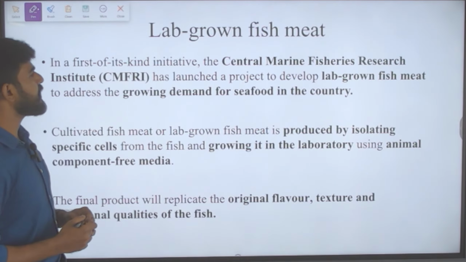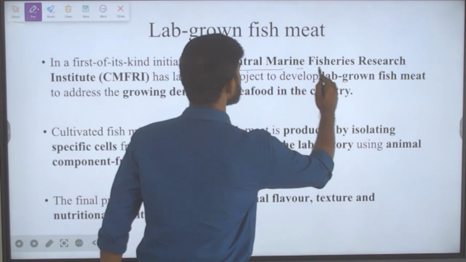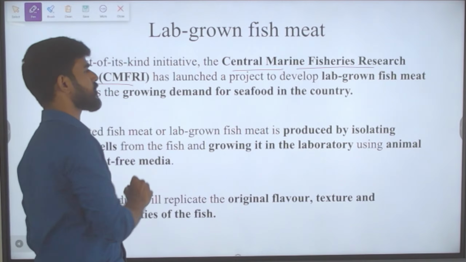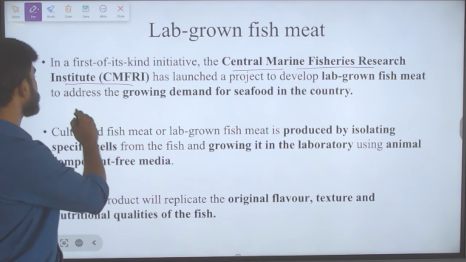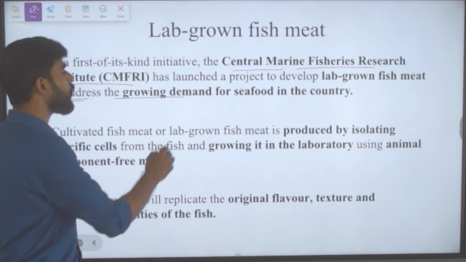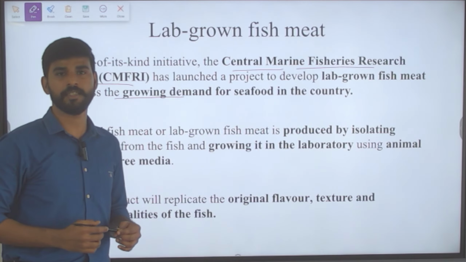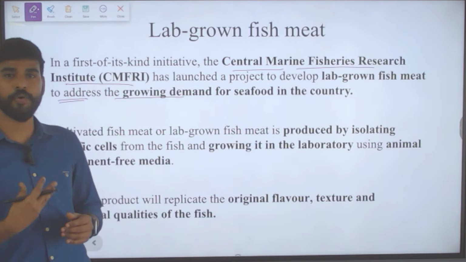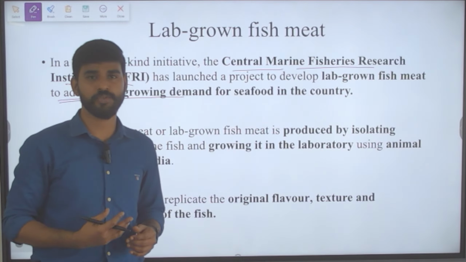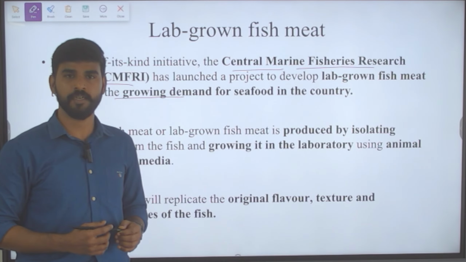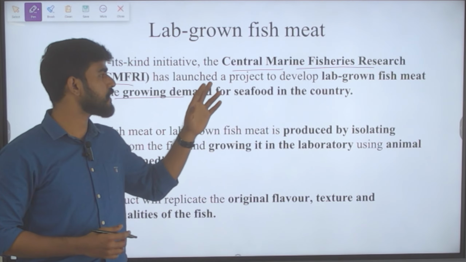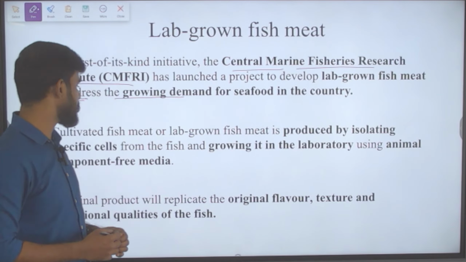In a first of its kind initiative, the Central Marine Fisheries Research Institute has launched a project to develop lab grown fish meat. Why? To address the growing demand of seafood in the country. So in India, we have a growing demand for seafood. Thus, to address that problem, this initiative has been done. Okay, so that is the development of lab grown fish meat.